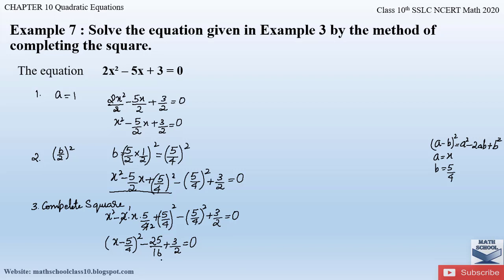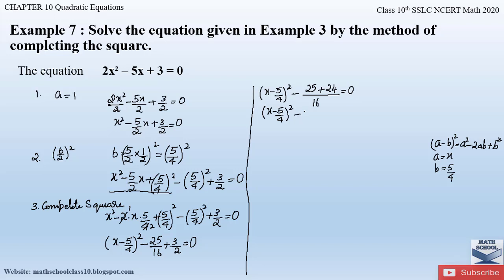Now we have to find out the LCM for these two terms and simplify the equation. So the LCM will be 16 here. So this will be x minus 5 by 4 the whole square minus 16 to 16 one time. So we have to take 25 one time is 25. 2 8s are 16, so 3 8s are 24. So plus 24 is equal to 0. So this will be x minus 5 by 4 the whole square. So minus 25 and plus 24 is minus 1 divided by 16 is equal to 0.